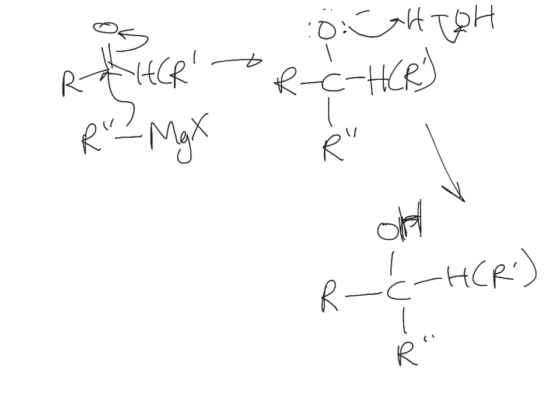If your starting material is formaldehyde, so H is on both sides, you end up with a primary alcohol. If you have an aldehyde, it's going to make a secondary alcohol, and if you have a ketone, it's going to make a tertiary alcohol. So this works with all organolithium and Grignard reagents and acetylide anions. So organolithium, Grignard reagents, and with the acetylide anion.